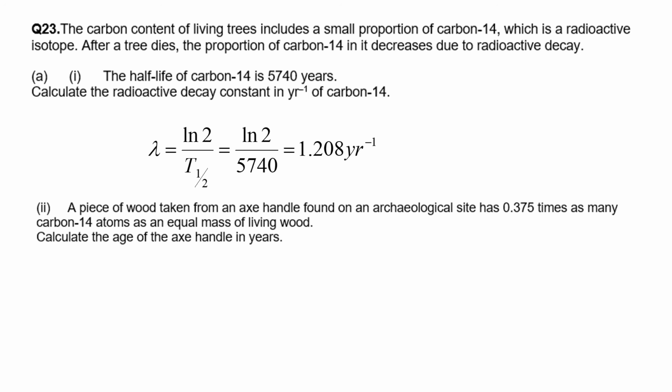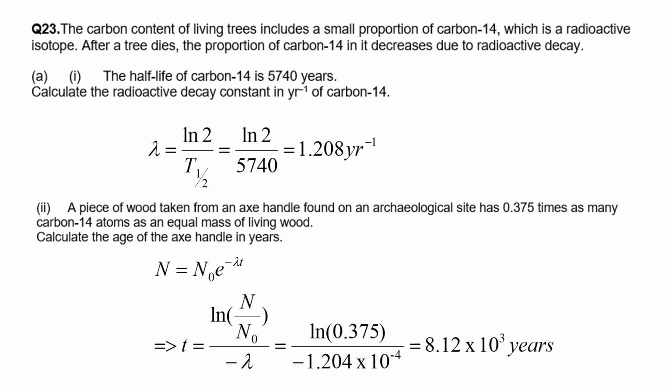So a piece of wood taken from the axe handle has 0.375 as many carbon-14 atoms as an equal mass of living wood. Calculate the age in years. So this is the equation I'm going to use, and I'm going to rearrange it to make time the subject, and we're going to end up with a time in years because our decay constant is in years. It tells us the ratio of N to N0 is 0.375. Plug the numbers in, and essentially it's 8,000 years since the wood that makes the axe died.